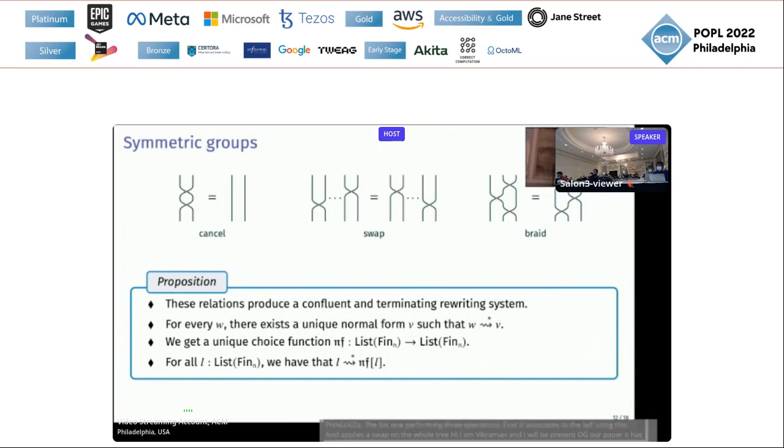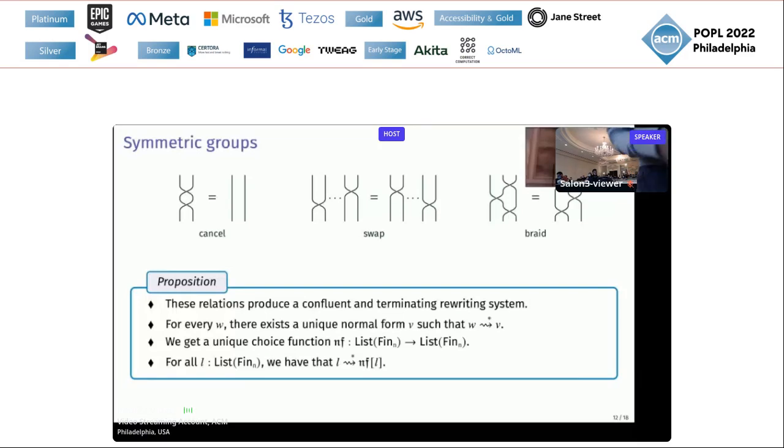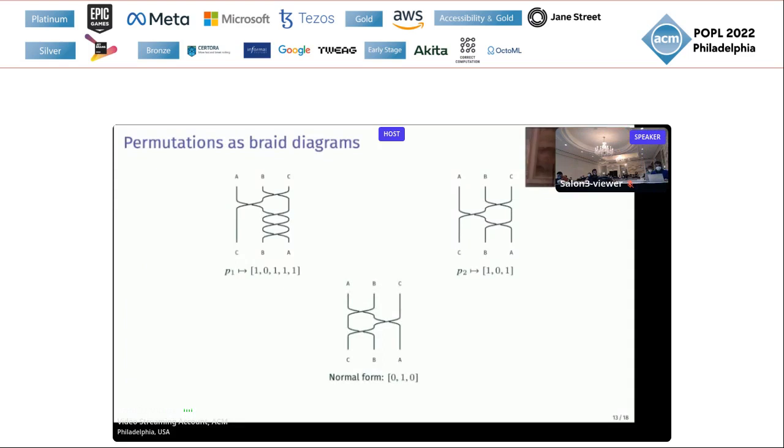Okay, so the trick is to use these relations to build a rewriting system. So we have to tweak them a little bit, but we can get a confluent and terminating rewriting system. And out of this rewriting system, what we get is a unique way to decide normal forms for these words in the group. So we get this function nf, which takes a word in the symmetric group and gives us its normal form. Okay, and once we have this normal form, we can decide equivalence of two different words. So going back to the example with P1 and P2, they both reduce to this same normal form 0, 1, 0.